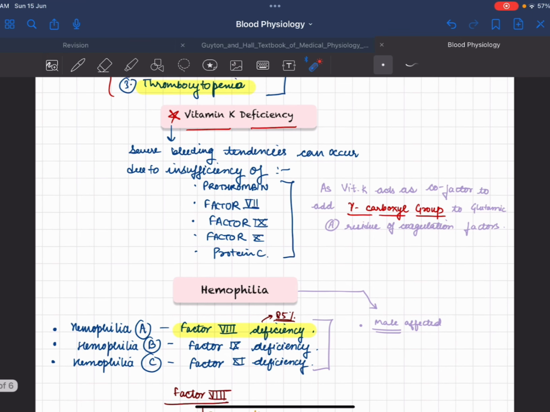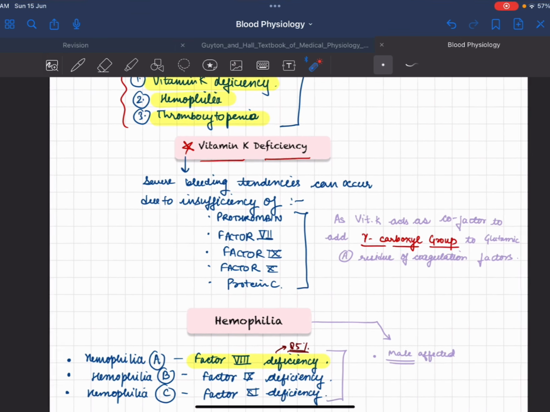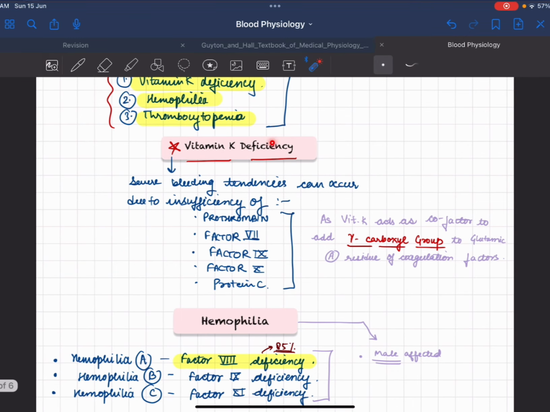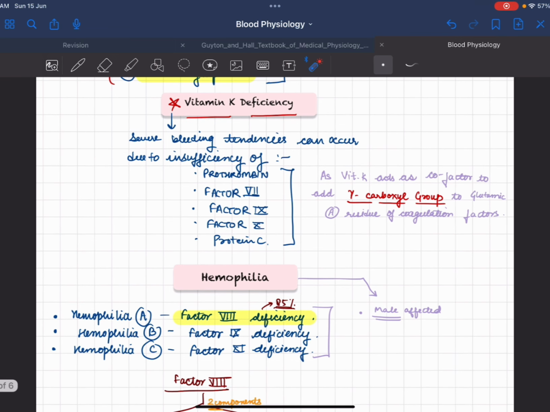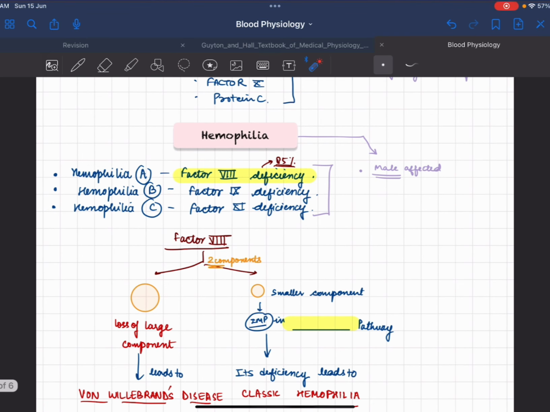Okay. So this was the concept of vitamin K deficiency. If vitamin K will be deficient, these factors won't be able to work. So there will be severe bleeding tendencies. There will be profuse bleeding from organs or any part of the body which is injured. Okay. Then we come up to hemophilia.